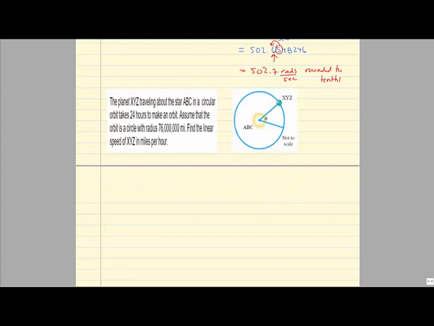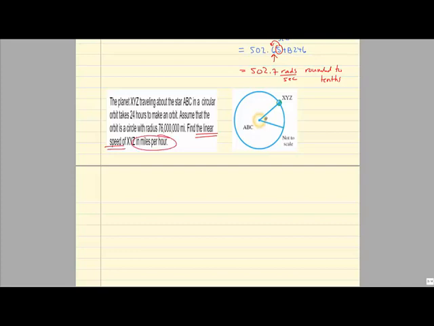So for this next one, we're given an orbit type of problem. We have this planet XYZ, and it's orbiting around the star in the middle. If you want to think about that as the origin, you can, ABC. It's a circular orbit, and it takes 24 hours to make the orbit. It says assume that the orbit is a circle with radius 76 million miles. It says find the linear speed. So we're looking for linear speed in miles per hour.